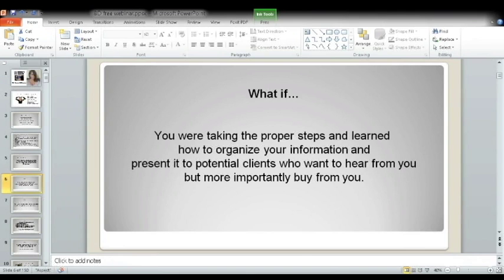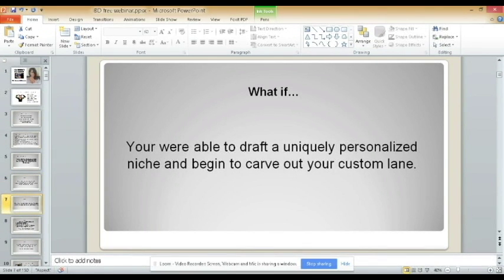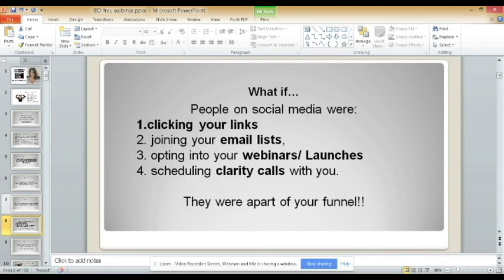So, what if there was actually a way to take all the right steps with little to no learning curves? You knew how to determine what information to use and who your perfect prospects were. More importantly, you knew where to start. You were able to draft a uniquely personalized niche and begin to carve your own custom lane.